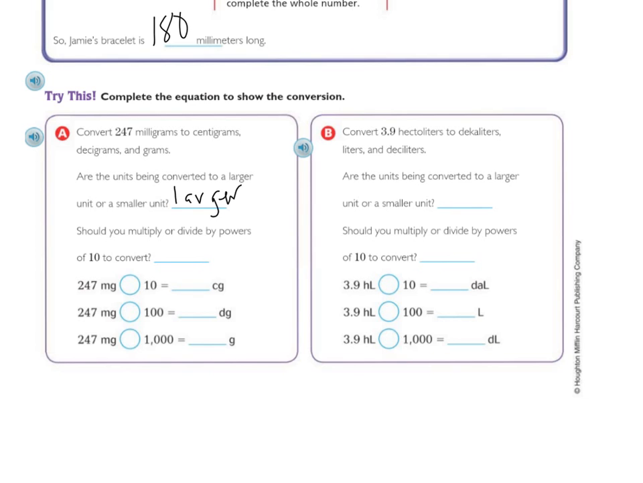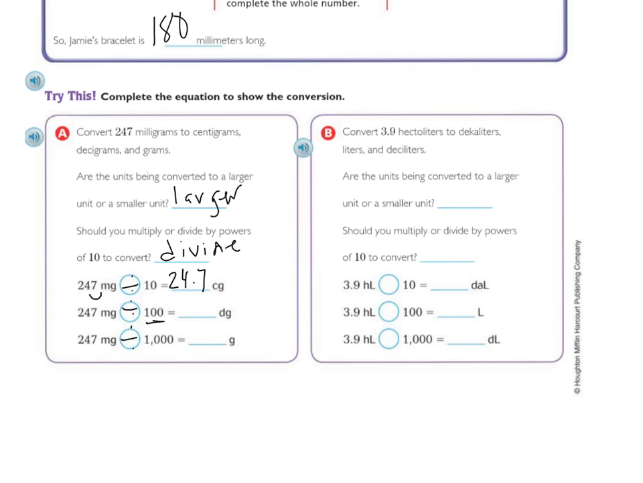So, should you multiply or divide by powers of 10 to convert? Well, if it's a larger unit, then remember we need to divide. Okay? So that means we are dividing all of these numbers. And all I'm doing is simply moving my decimal point, right? My decimal point on a whole number exists here. If I'm going by 1 power of 10, I'm just going to move it here. So it's going to be 24.7.